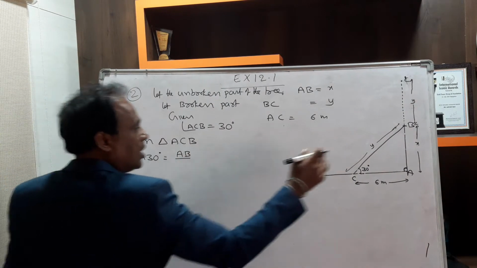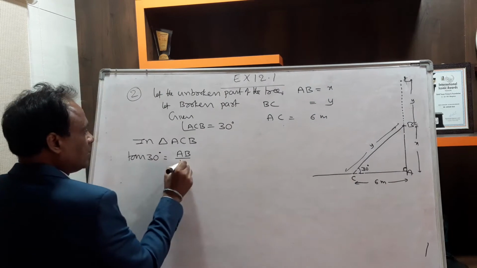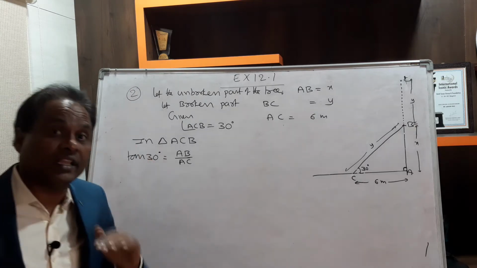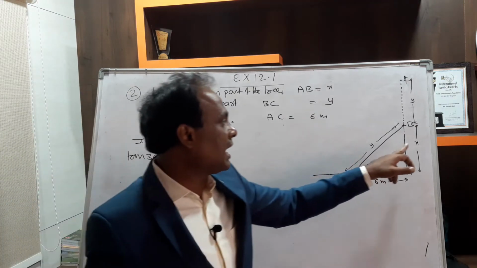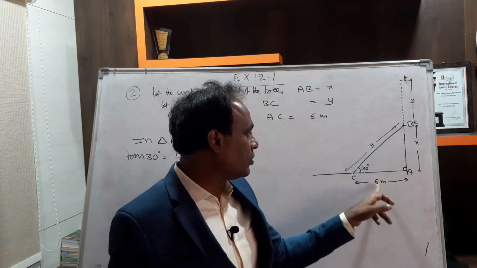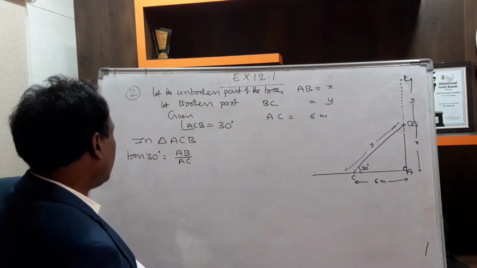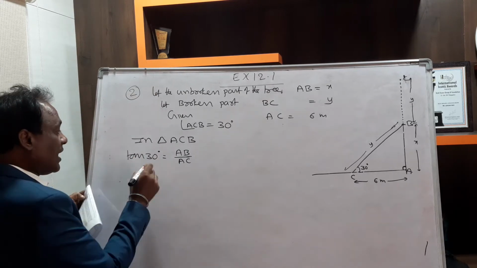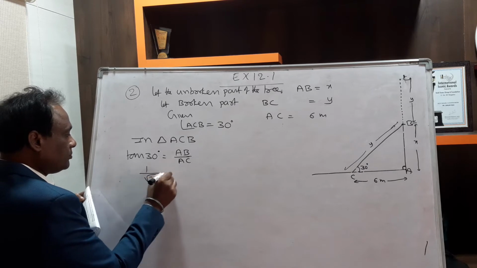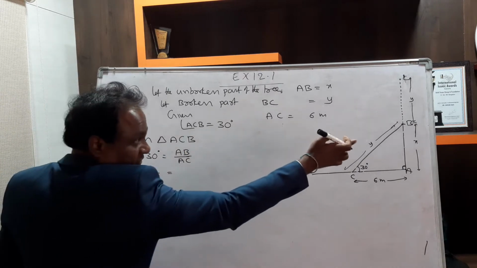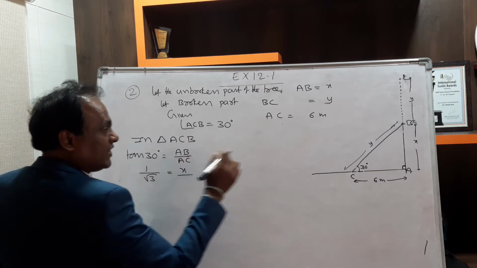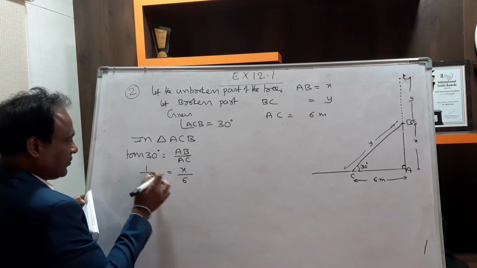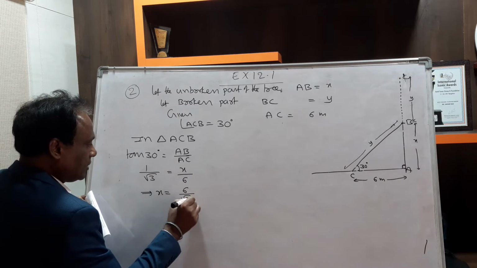We studied this formula. Opposite is AB, adjacent is AC. Simple formula. We studied 6 definitions, 6 trigonometric ratios. In that I am using tan, because tan is the relation between opposite and adjacent. These two we have to use because we have to find X value. Tan 30 value, I have given in the table and derived the values also. Tan 30 value is 1 by root 3. See the table. AB is X. AC is 6. X is equal to 6 into 1 by root 3, that is 6 by root 3.